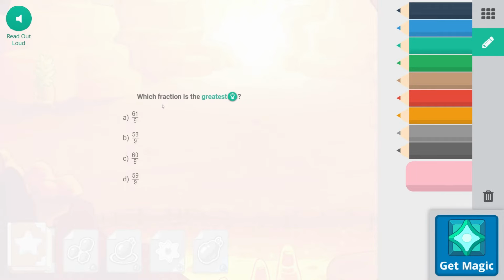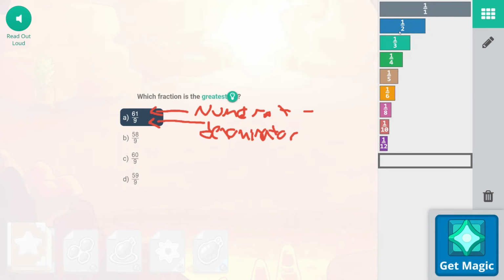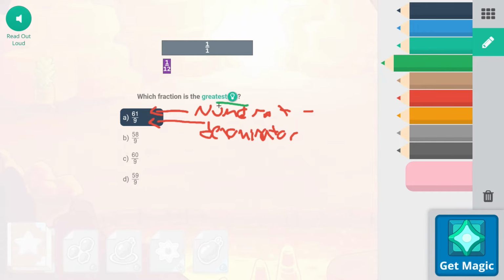And then which fraction is the greatest? So 4 fractions. The top of the fraction is called the numerator, and the bottom of the fraction is called the denominator. Numerator and denominator. If anybody ever wants me to write an essay on here, please just let me know. I'm fantastic at it. We're going to take out our fraction bars just to see the relationships between the numbers. The larger the denominator compared to the top, the smaller the fraction. So we're going for the greatest, which means we want to find the one that has the greatest numerator compared to the denominator. So 59, 60, 58, 61 over 9 is going to be the greatest.